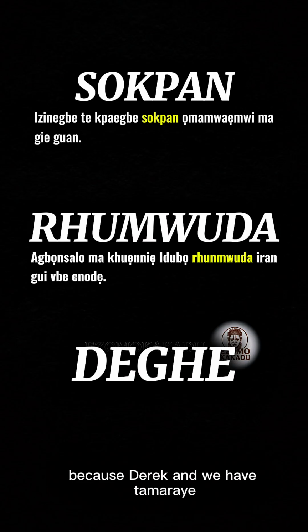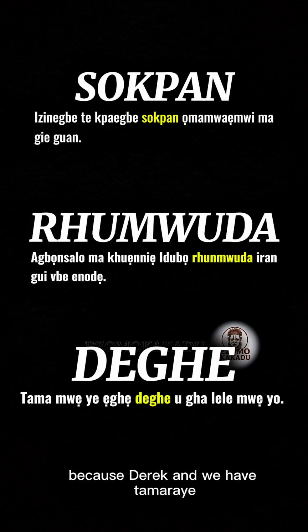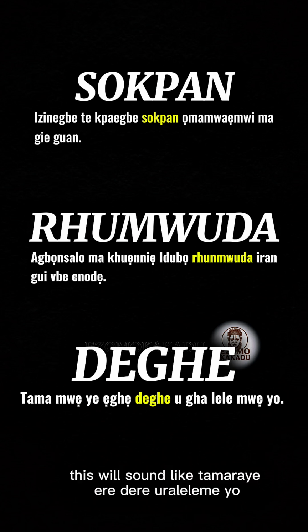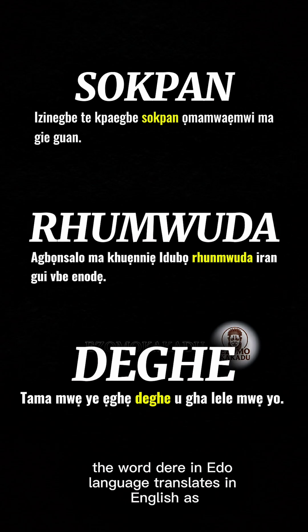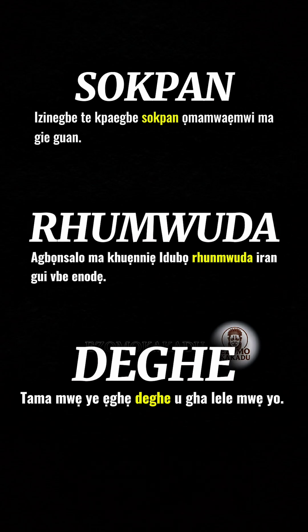Dege, and we have Tamame ye ege dege uga leleme yo. In natural speech, this would sound like Tamame yege dege uga leleme yo. So, this in English we translate as tell me in time if you will go with me. So that is to say, the word dege in Ẹdo language translates in English as if.